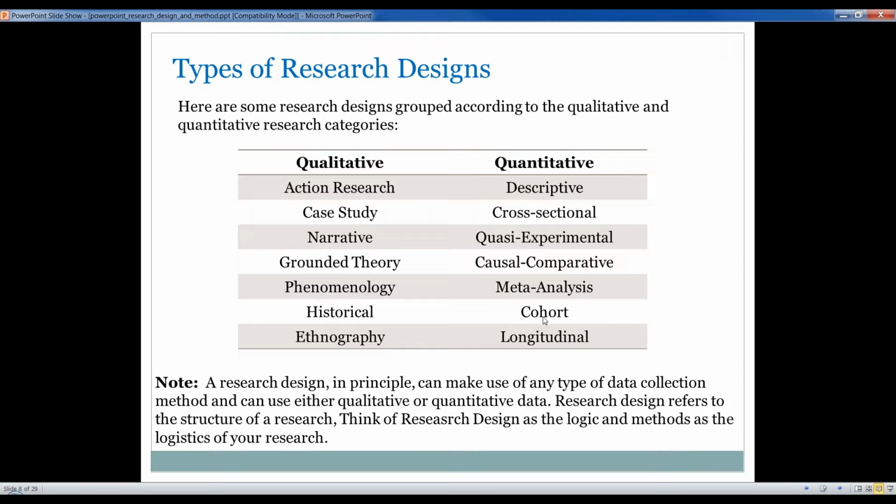Cohorts might be if you're in a school system and you're looking at groups of students over 3 years, but they're not necessarily the same students. Students come and go, right? They enroll, they move away. So you would probably call them cohorts because they're not necessarily the same students. They're just different years. They're in the same program, in the same school, but they might be different students. Yearly cohorts. Longitudinal, though, are the same people.